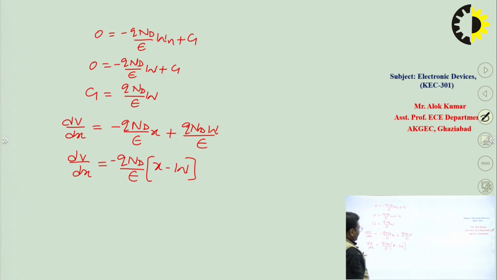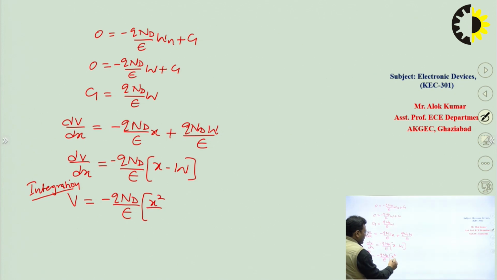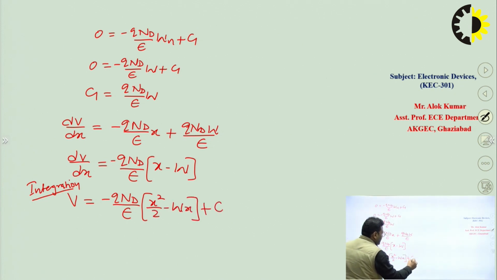Now if I further integrate this equation, what will I get? V is equal to minus q Nd upon epsilon. Here again we are integrating it. After integration we are getting V is equal to minus q Nd upon epsilon into x square by 2 minus W into x plus another constant, that is C2, right? So after integration I will get this.